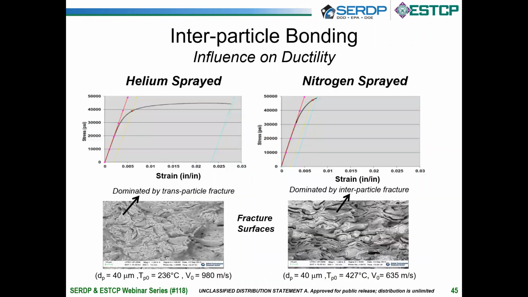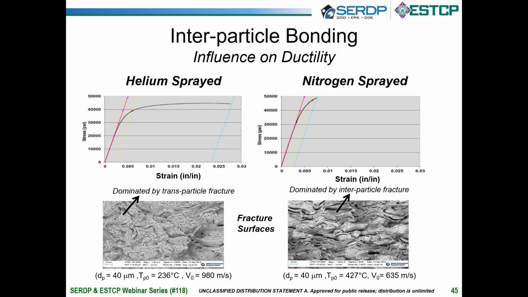So if we want to take a look at some actual results from that same case study, you can see, again, the helium is on the left, nitrogen is on the right. The tensile performance, we see much more ductility in the helium than we do in the nitrogen.